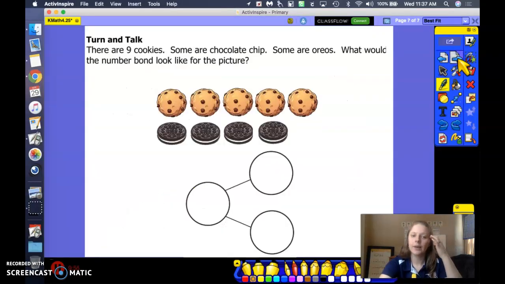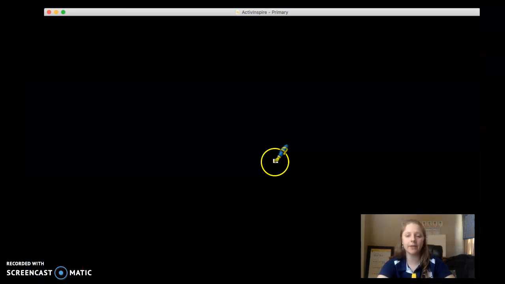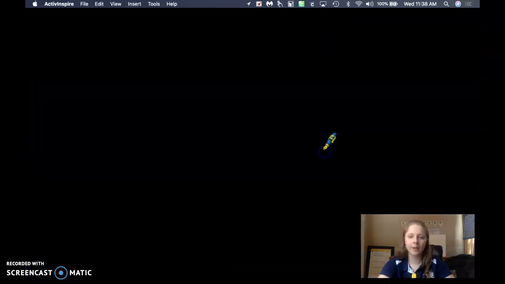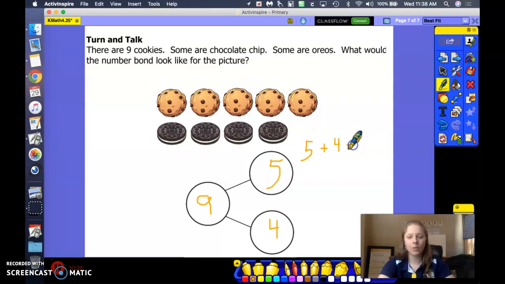Great work, friends. All right, we're going to do one more story with some chocolate chip cookies and Oreo cookies. Let's see how many cookies we have all together. 9. How many chocolate chip? Good, you did that so quick. You know that there's always 5 on top. How many Oreos? 4. Write our number sentence. 5 plus 4 equals 9. Or we can write it the other way. 9 is the same as 5 plus 4.